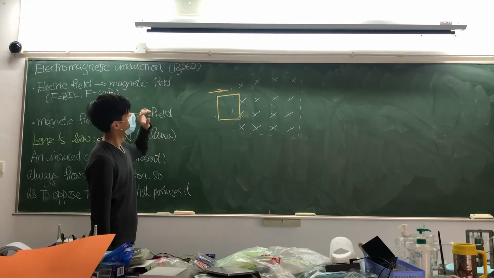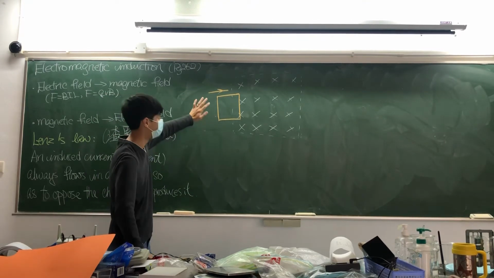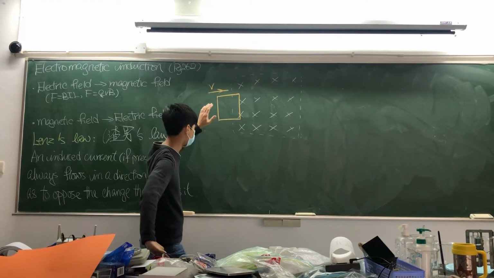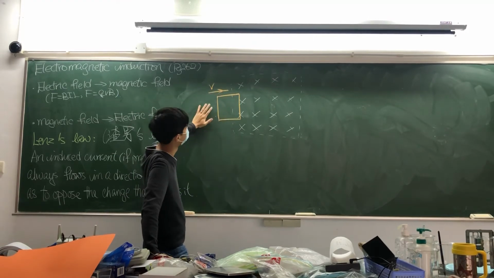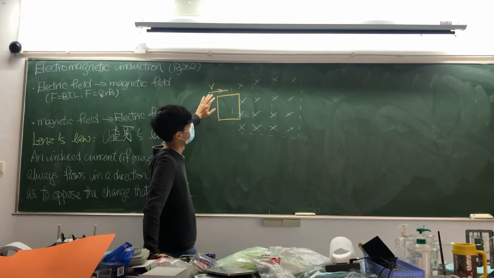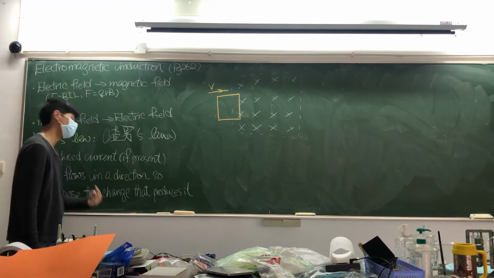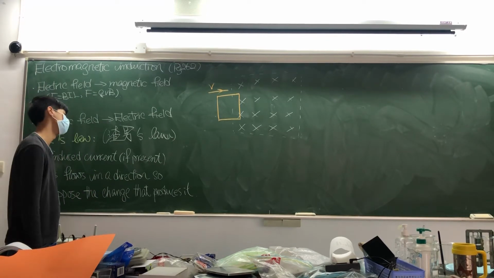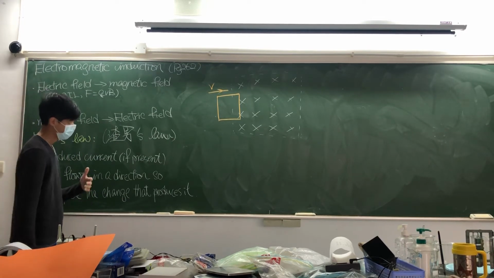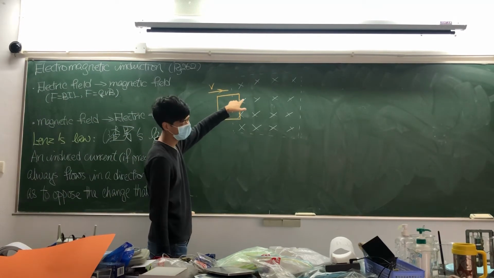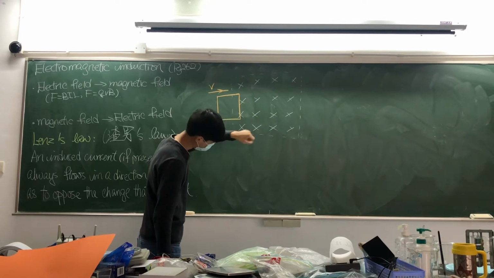Be careful that originally there is no current, only a plain loop moving toward the magnetic field. And see what is the direction of the induced current when this loop moves into the magnetic field.